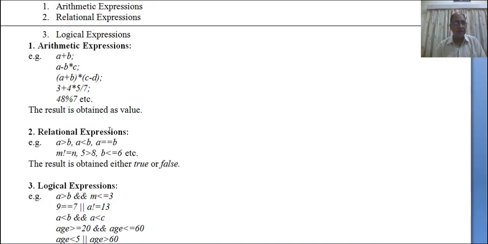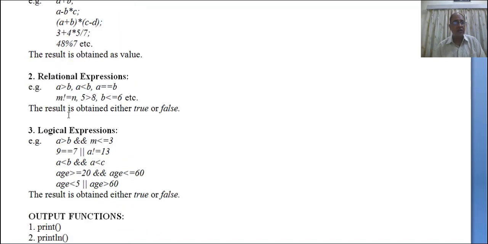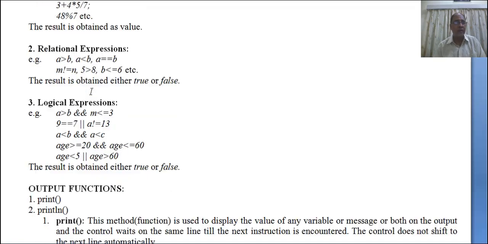Then come relational expressions: a greater than b, a less than b, a double equal to b, which means a equal to b, m not equal to n, 5 greater than 8, b less than equal to 6, etc. So the result obtained in a relational expression is true or false.